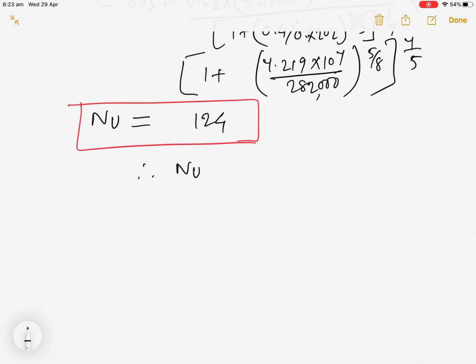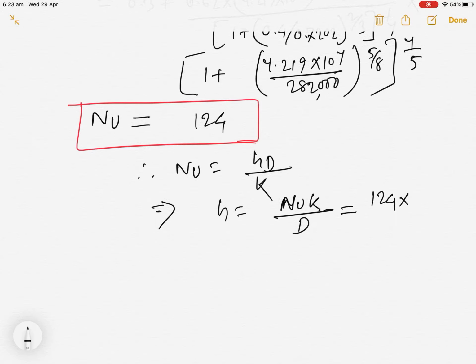of, we know the general definition of Nusselt number is h D over the thermal conductivity k. So we actually need h, so we can write h equal Nusselt number times thermal conductivity over diameter. So the Nusselt number is 124, and the thermal conductivity we know is 0.02808, and the diameter is 0.1. So if we solve this, we'll get h equal 34.8 watt per meter square Kelvin.